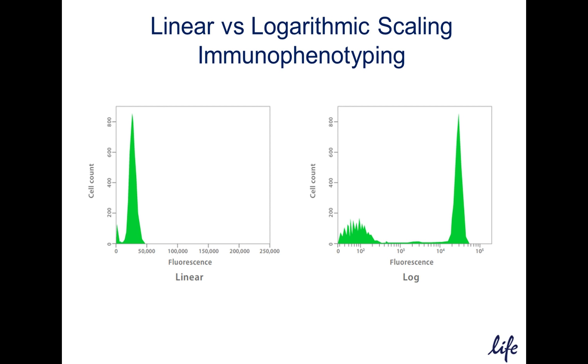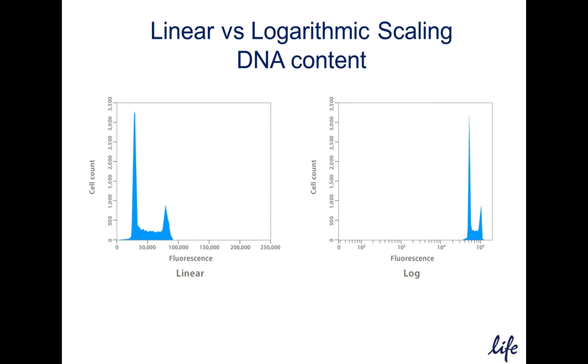Here, lymphocytes are stained with a fluorescently labeled antibody reacting to the CD4 cell surface antigen. If we use linear scaling and histograms for this type of data, it's difficult to see both the CD4 positive and negative populations at the same time, as displayed on the left. The CD4 negative population is compressed against the axes. Switching the fluorescence to a log scale, as seen on the right, allows both populations to be clearly seen on the same plot.